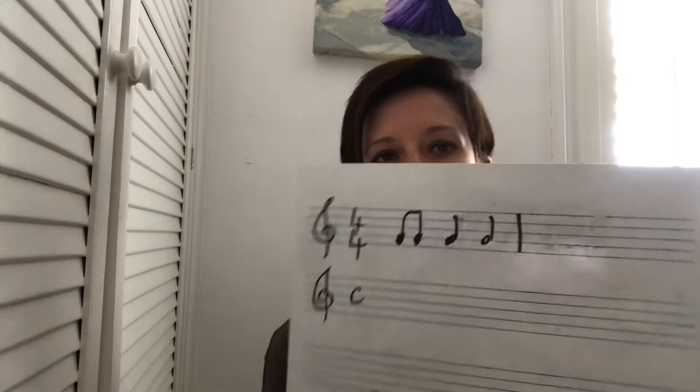Now if we had obviously 3-4, the top number, remember, means the quantity of beats in that bar, so 3, and 4 just means crotchets again, so what type of beat? So 3-4 means 3 crotchets in a bar, 2-4 means 2 crotchets in a bar.